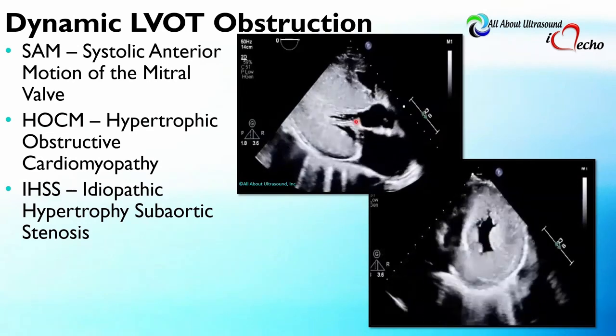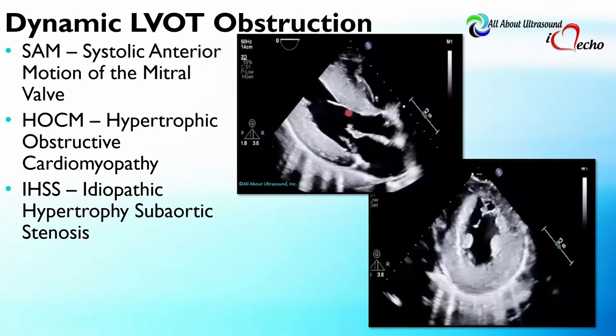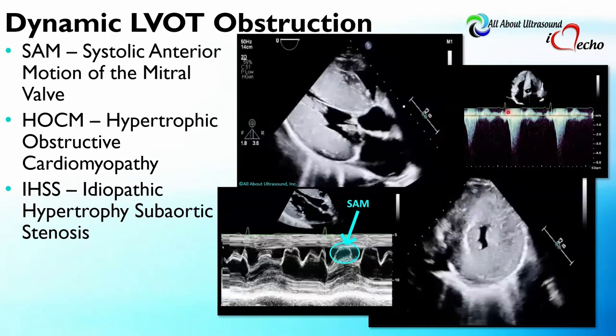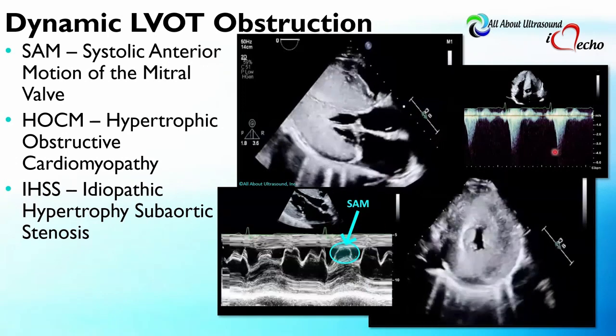So we get that suction of the anterior leaflet of the mitral valve into the septum during systole. Here we have that anterior leaflet of the valve, and it's getting sucked up against that septum in the same waveform. And this is a little bit of that breakdown there.